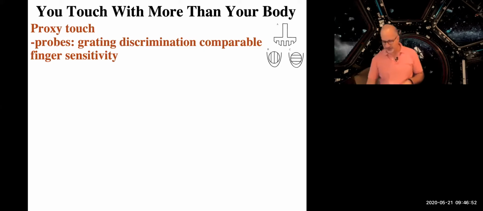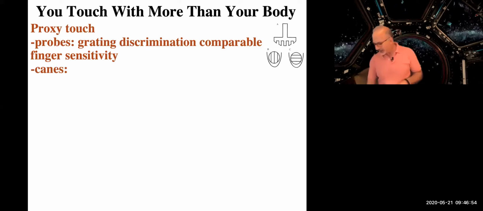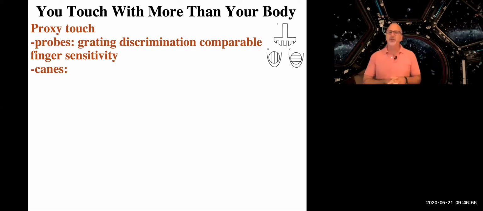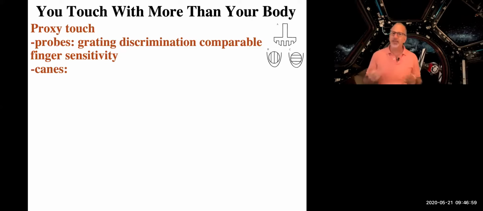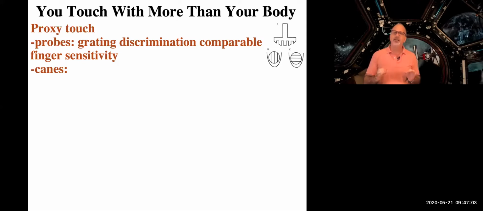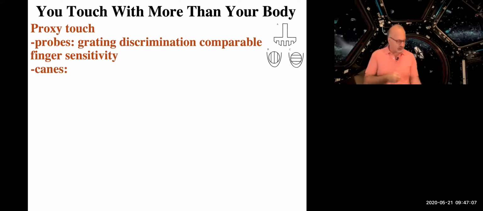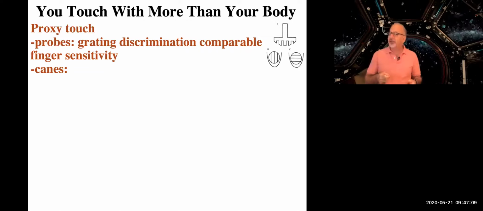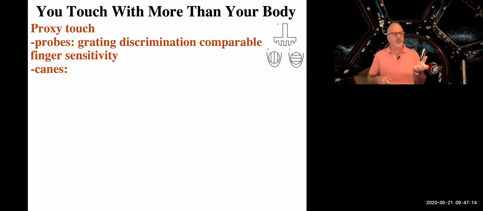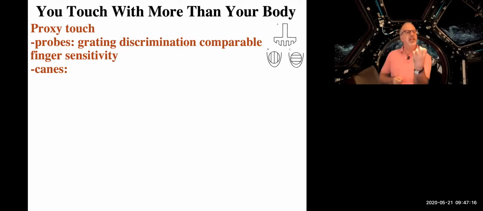What else has been tested? Well, canes. And there's been a lot of research on canes, and maybe you're not that surprised about that based on what we know about the way the blind use canes, right? So, you've seen blind individuals using those white canes, and I should mention that the white canes are fitted with a very special type of tip.